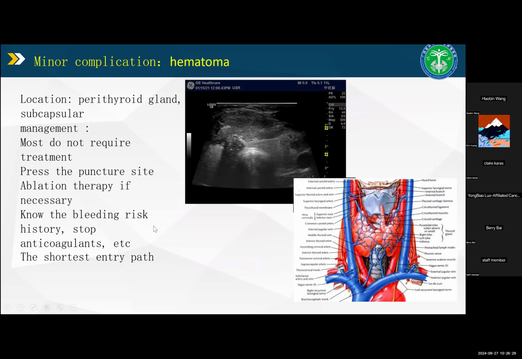Another minor complication is hematoma. The location is almost always near the parathyroid gland, subcapsular, and if it happens, most do not require treatment. We can press the puncture site, and if necessary, perform ablation therapy on the vessels. We can see that the surface of the thyroid gland has very rich blood vessels, so sometimes we may encounter a hemorrhage in the thyroid gland.